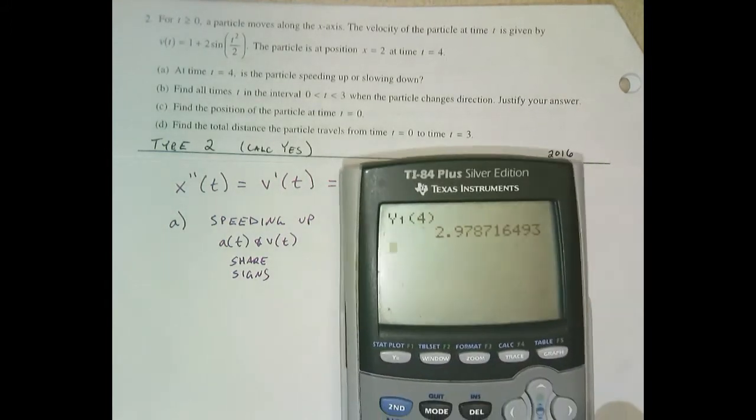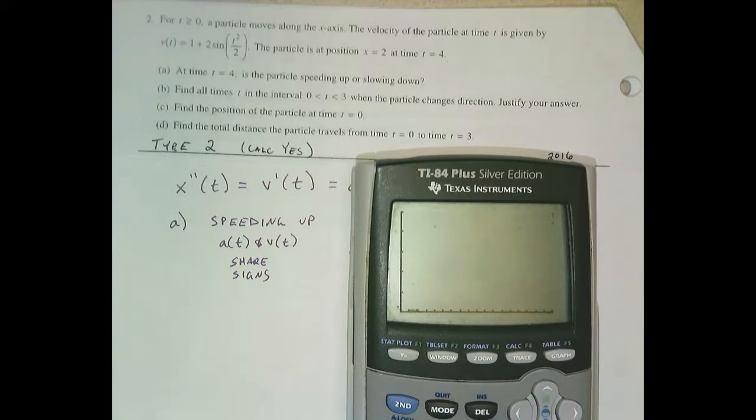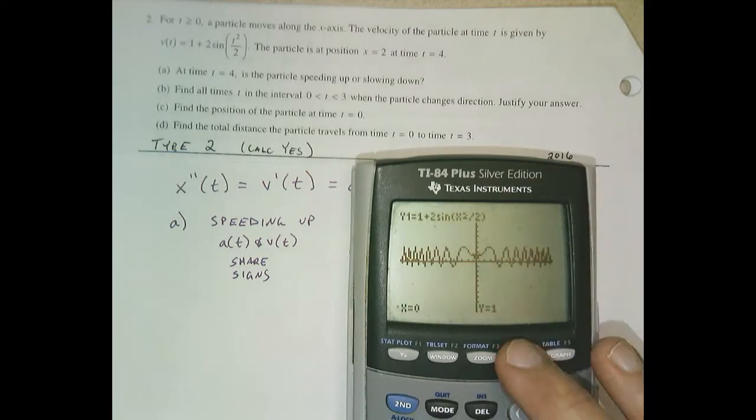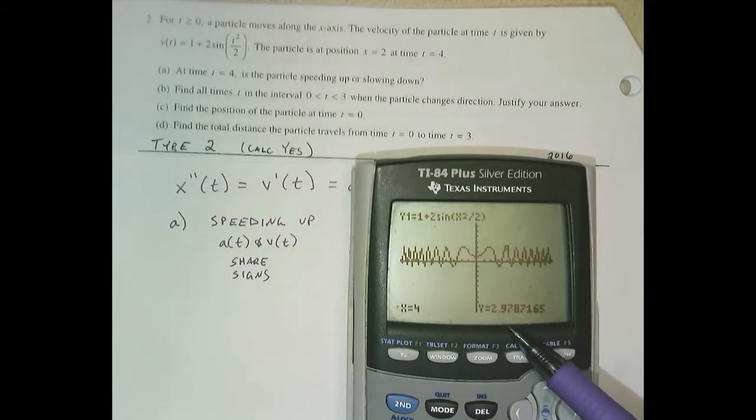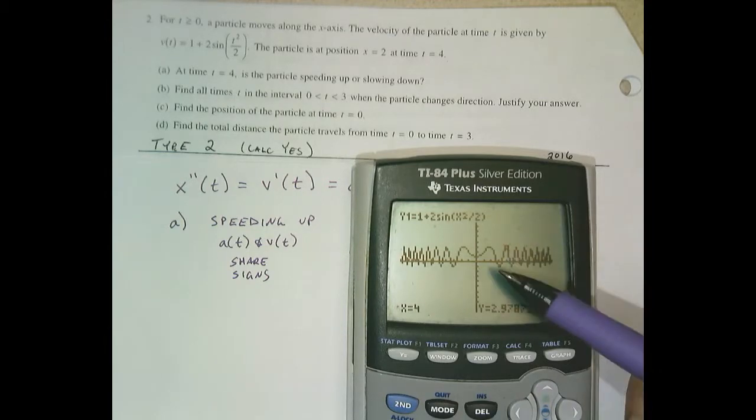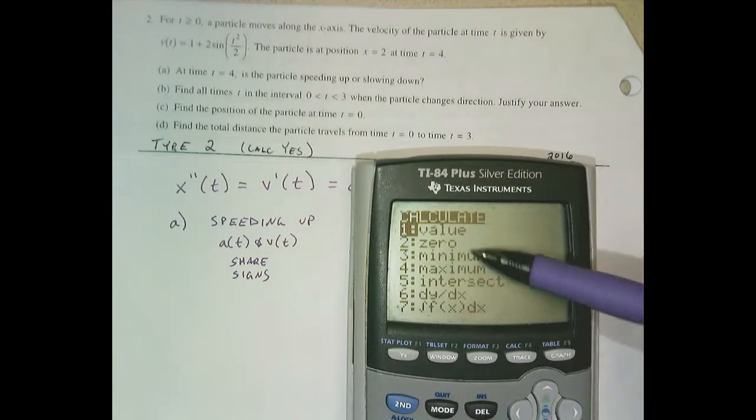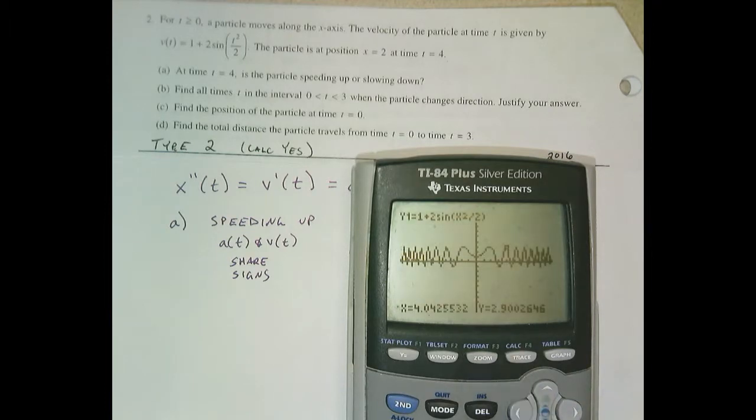Another way you could evaluate it, so you know, is if we look at the graph, and that's a terrible zoom. Let's do zoom 6. If we look at the graph, we get what the particle is doing relative to x around time 4. If we press our trace button, trace, and enter in 4, it will tell us the value is 2.978. So that's another way to find that. V prime of 4, there's lots of ways to do that. Graphically, the easiest way would be to press second trace and then select dy dx. That's going to be finding the slope, and then you type in the time 4.